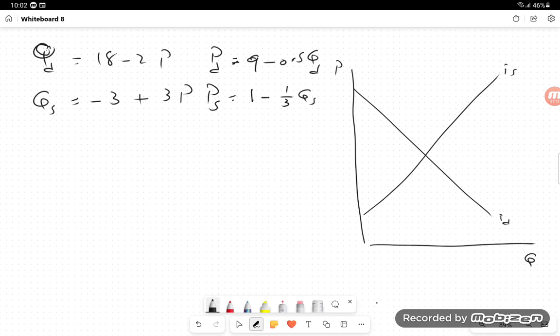Solving for the equilibrium price and quantity in this market, price will be 4.2 and the quantity will be 9.6. So this is 9.6 and this is 4.2.